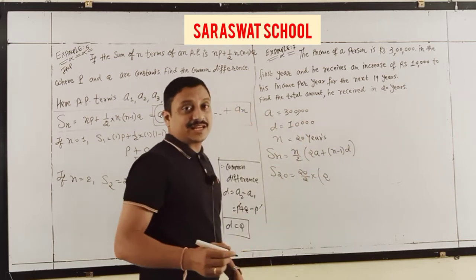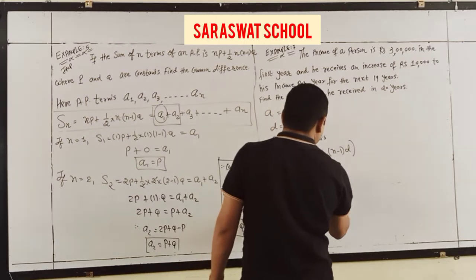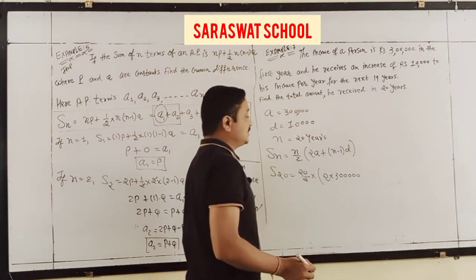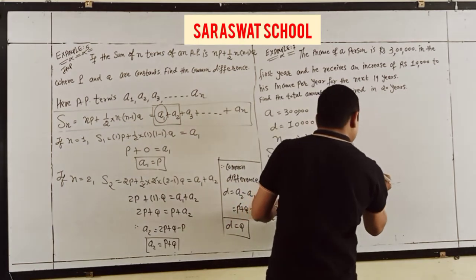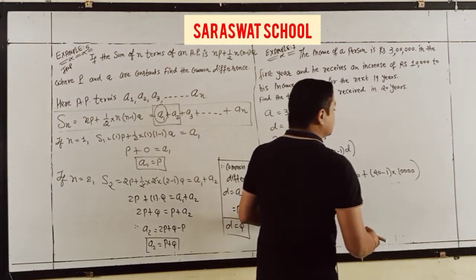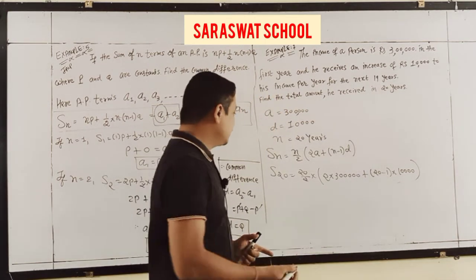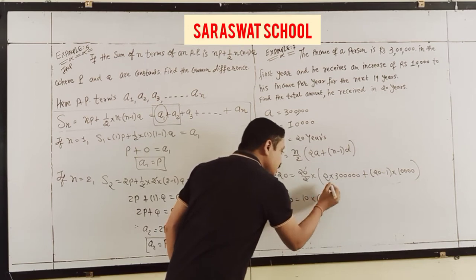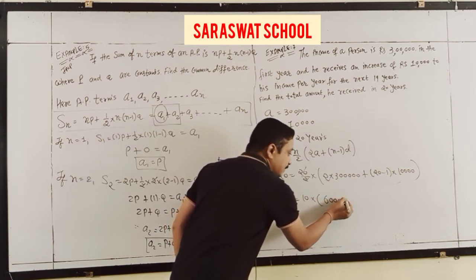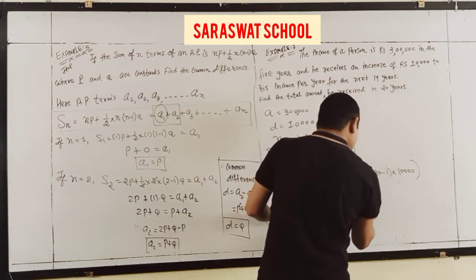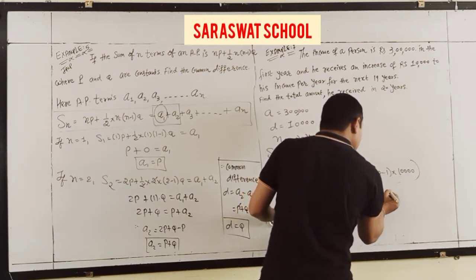Here n is 20, so n by 2. a we have 3 lakhs, so 3 with 5 zeros, plus 20 minus 1, and the difference is 10,000. Now easy to calculate. 20 by 2 becomes 10. Here 2 times 3 is 6 lakhs, 5 zeros, and the 19 becomes 19 with 4 zeros at the back side.